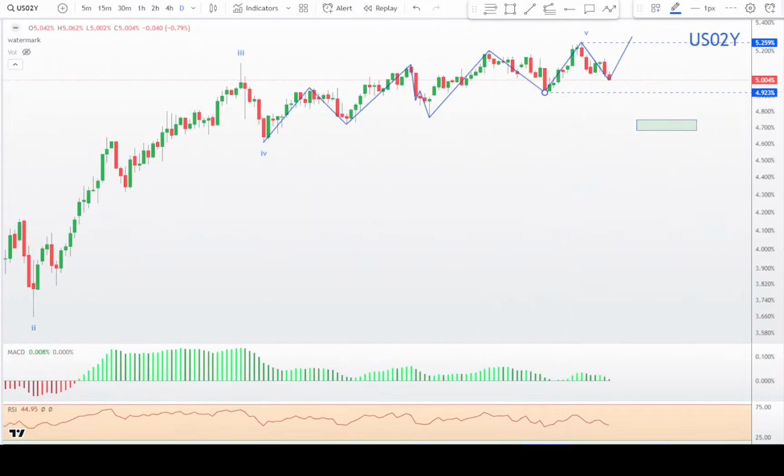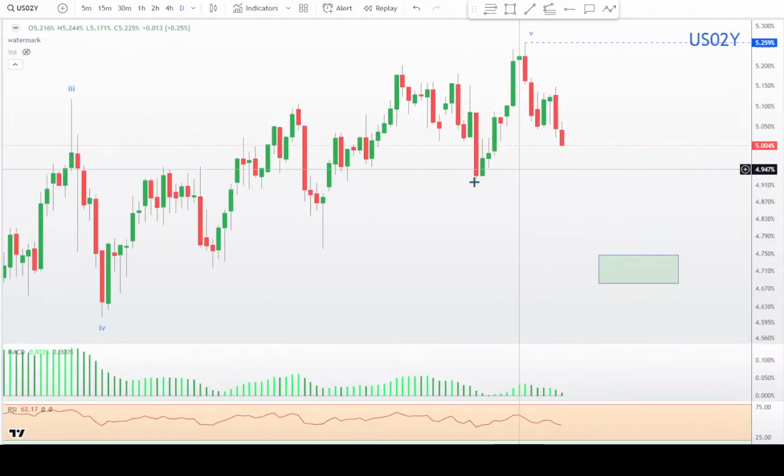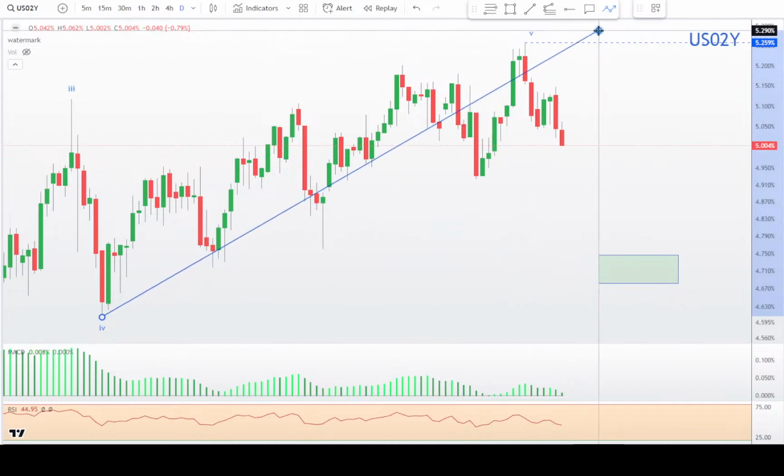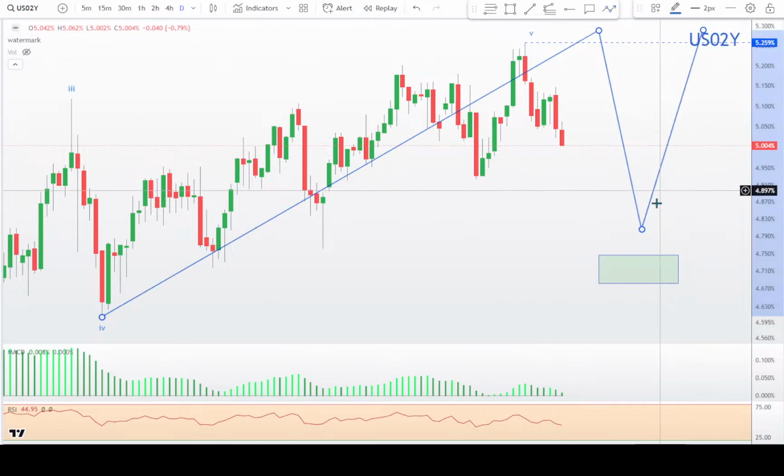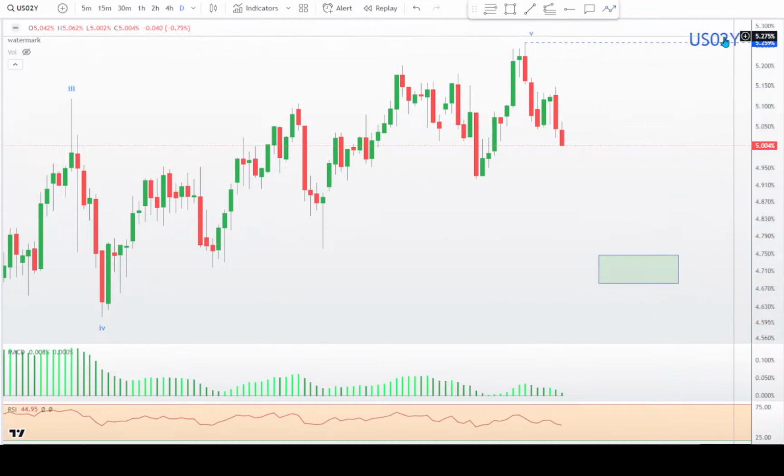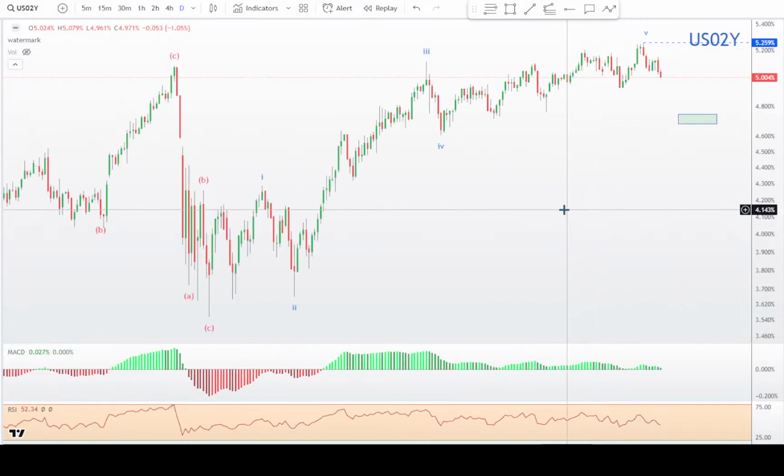So we'll have to see there, but I think there's still one more to go on the 2-year. But either way, even if they do that, I think this whole thing is going to be just a leading diagonal, and then you're going to get a correction and up. So I don't think the 2-year is done. That's what I'm trying to say here.